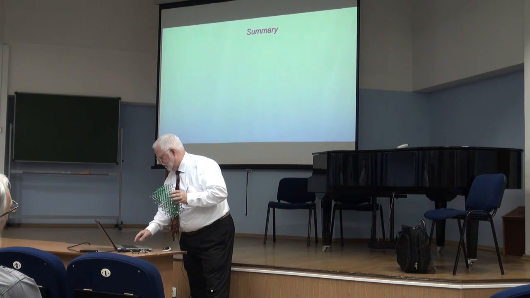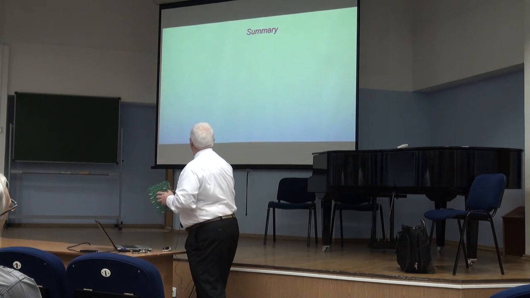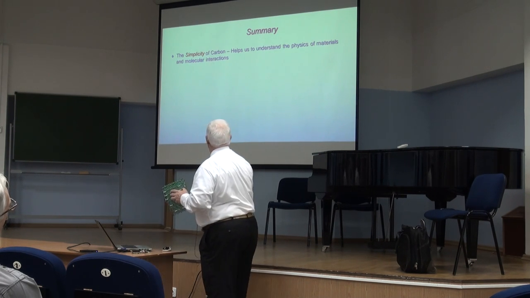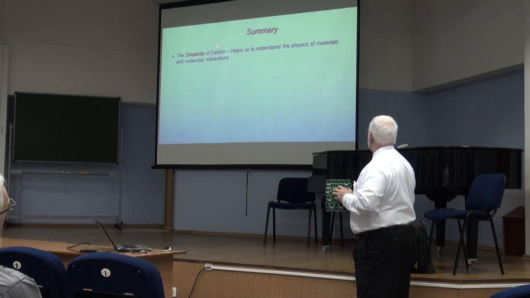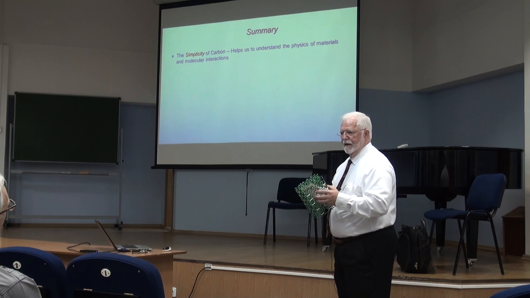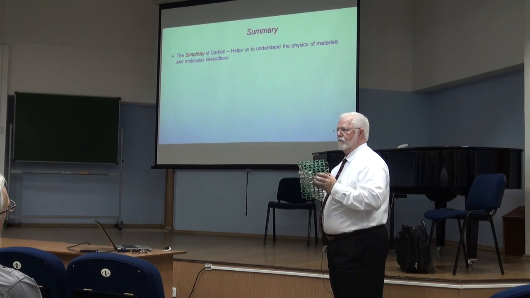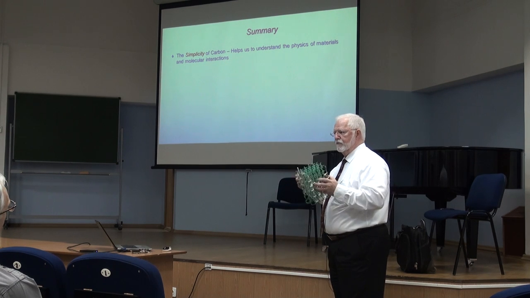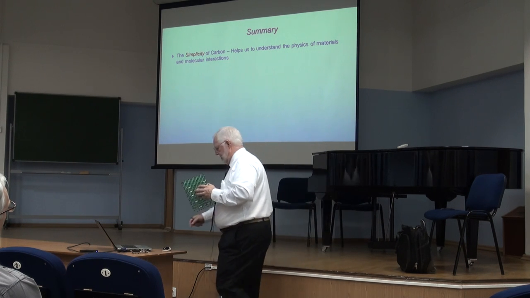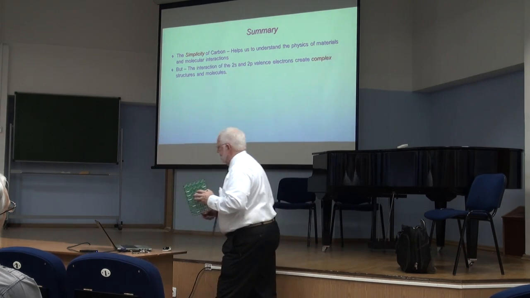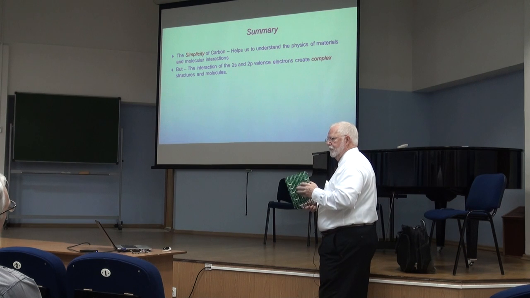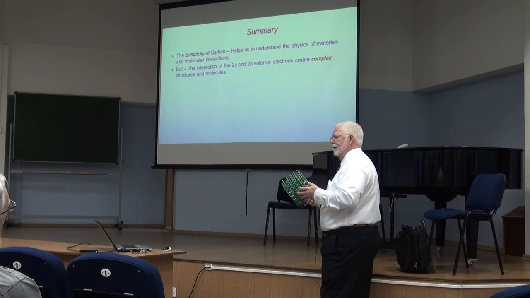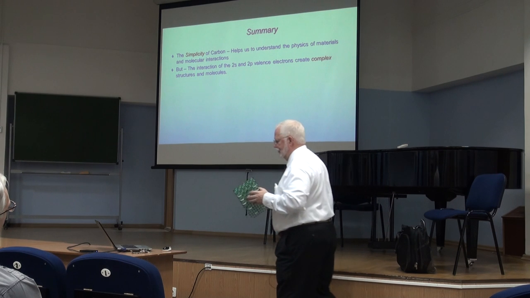So let me finish this talk with a summary. What I've tried to show you today is a little bit about what I'll call the simplicity of carbon, i.e. it's a small atom, it has few electrons, and this really enables us to use this as the test case for developing theoretical understanding of much more complex materials. On the other hand, because the 2s2p valence electrons can create complex structures in molecules, carbon actually has a lot of complexity, which is actually very good. That's what gives us life in a way.